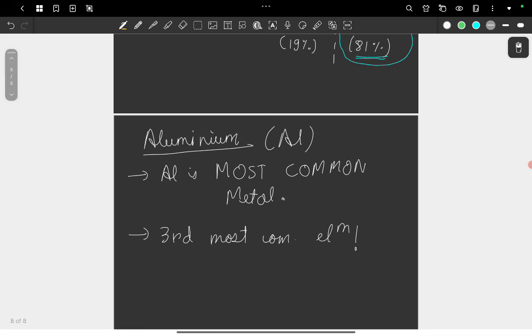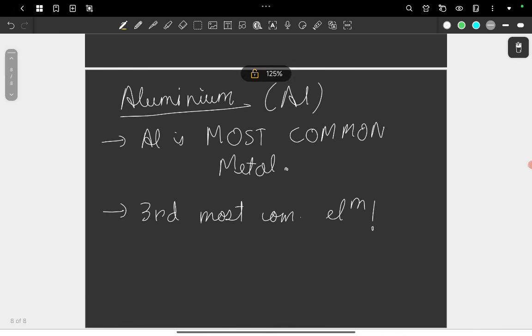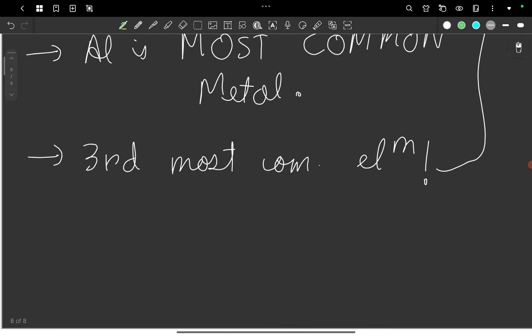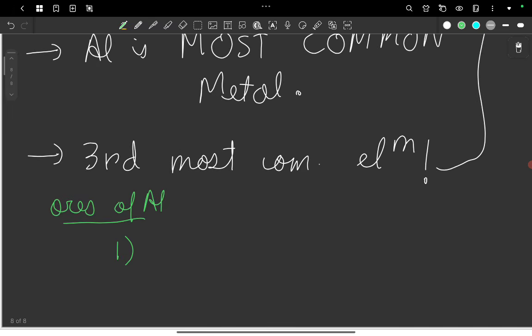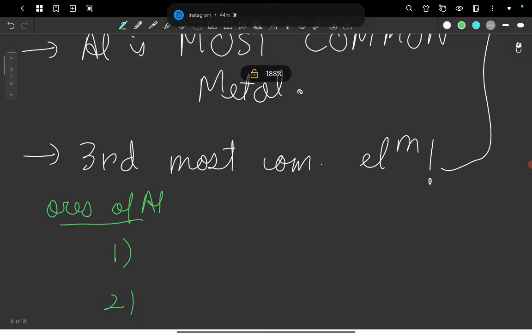Now, while all of this I've said, where was I? Yeah, so these two facts I want you to remember. Then, what are the ores of aluminium? There are only two. First, the first ore I want you to know is bauxite.